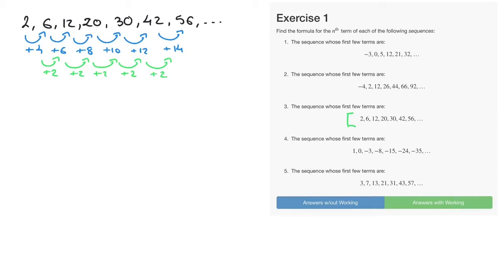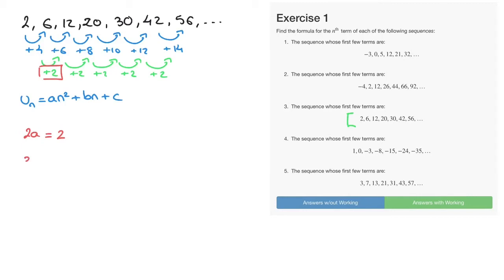Since the second difference is always the same, we're dealing with a quadratic sequence. So we have a formula looking like u of n equals an squared plus bn plus c. And we now have to find each of the coefficients a, b, and c. Now remember, for that, we have our formula, which is 2a has to equal the second difference. So that's 2a has to equal 2 in this case.